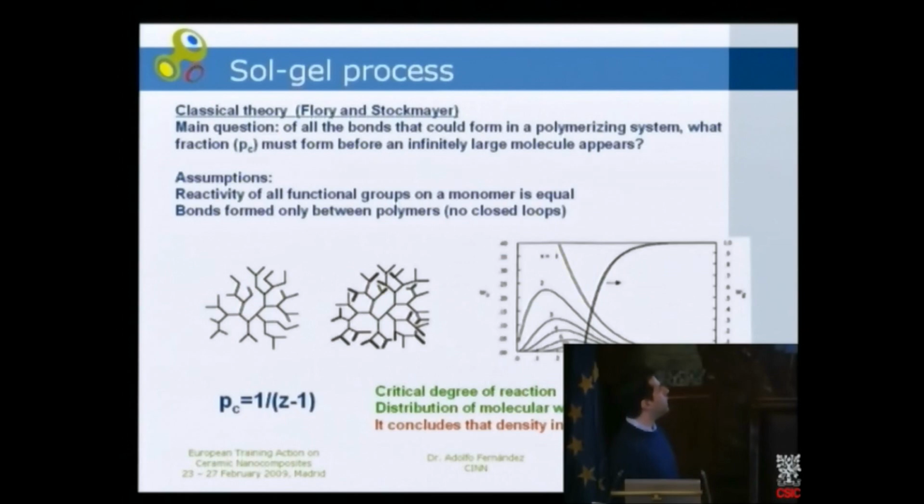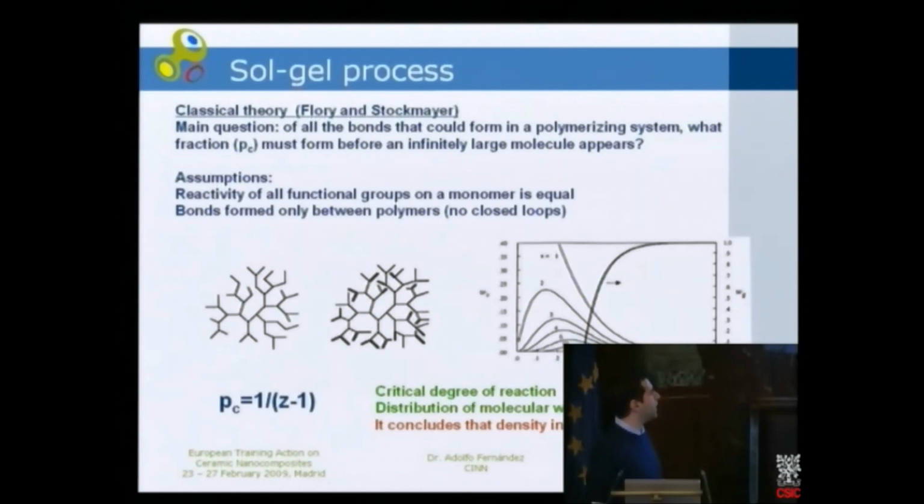There are two main theories for explaining this process. The classical theory tried to answer the main question: of all the bonds that could form in a polymerization system, what fraction must form before an infinitely large molecule appears. For this theory, it's necessary to take two assumptions. The first one is that the reactivity of all the functional groups on a monomer is equal, that is not completely true. And that the bonds form only between polymers, that means that no closed loops are present.